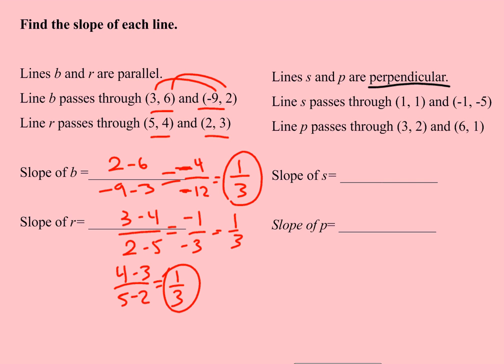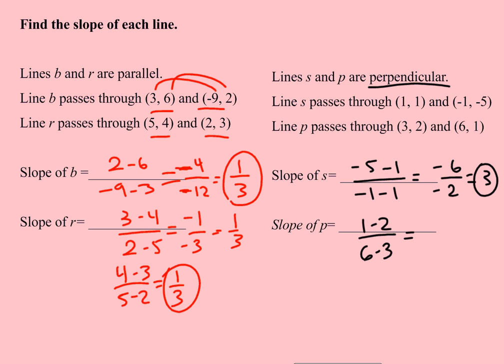Okay, perpendicular lines follow a little bit different rules. So if I do the same thing, negative 5 minus 1 over negative 1 minus 1, that's going to be negative 6 over negative 2. That's going to equal 3. That's for line S. For line P, 1 minus 2 over 6 minus 3. That's going to be negative 1 over 3. That's going to be negative 1/3.